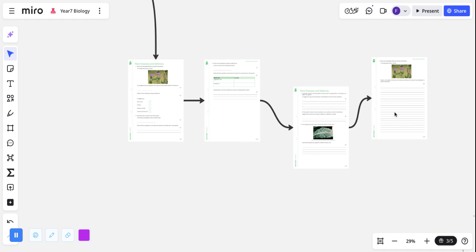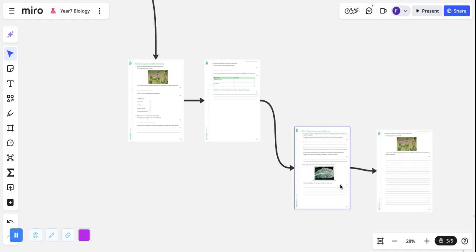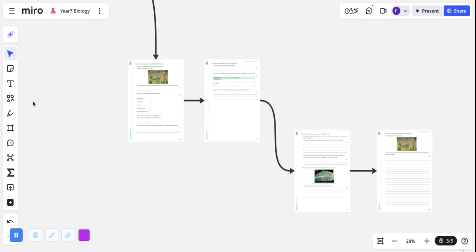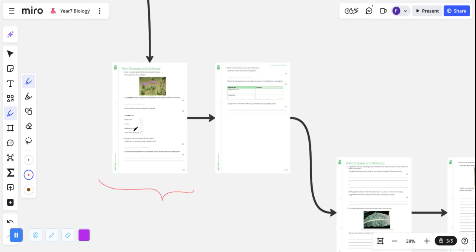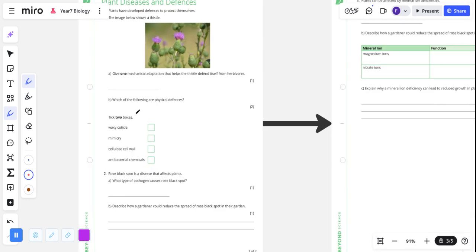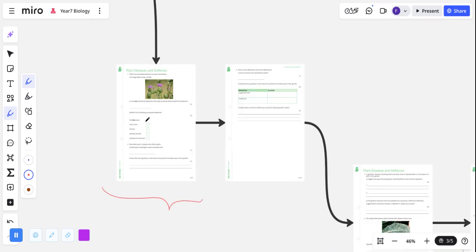You start off with some really easily accessible questions. These are easily structured, like you'll see this. This is tick 2 boxes. So if we look at this question: which of the following are physical defenses? Well, waxy cuticle, mimicry, cellular cell wall, antibacterial chemical. Tick 2 of them.